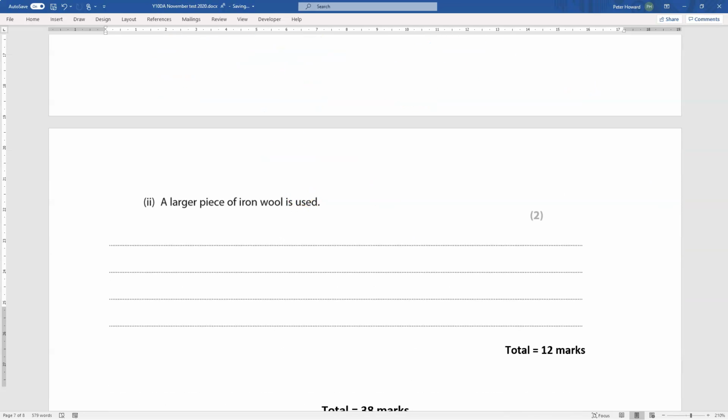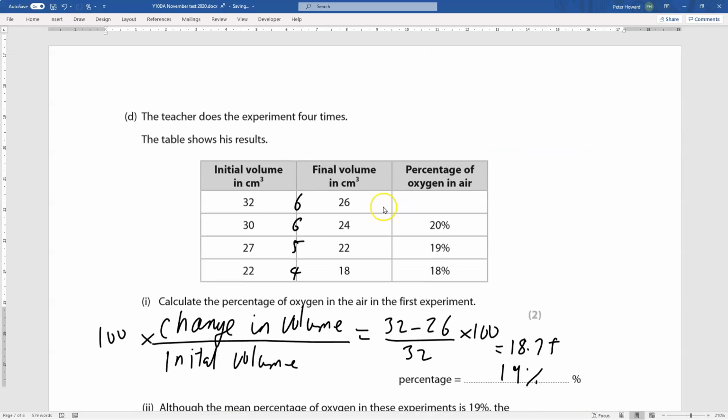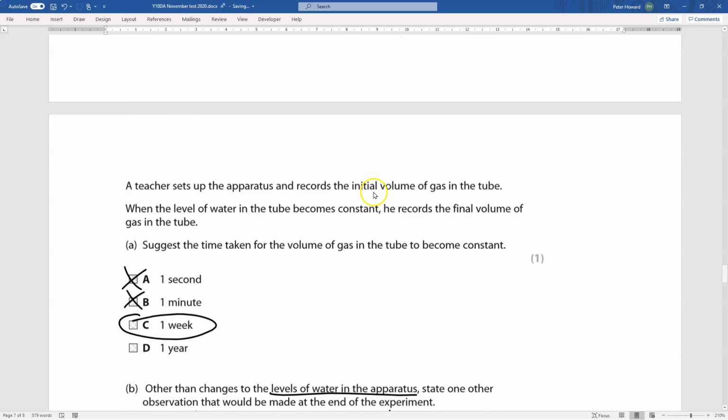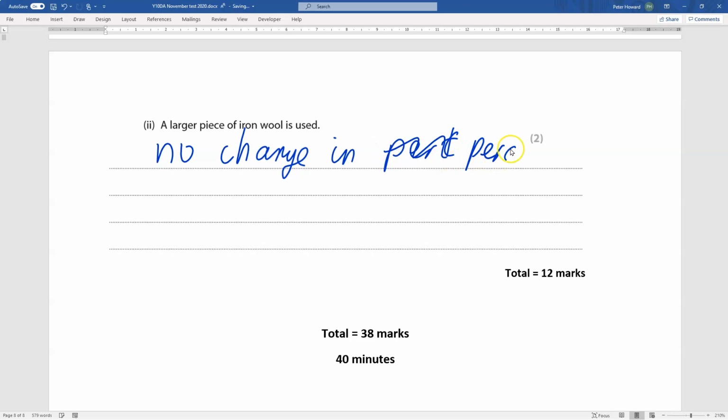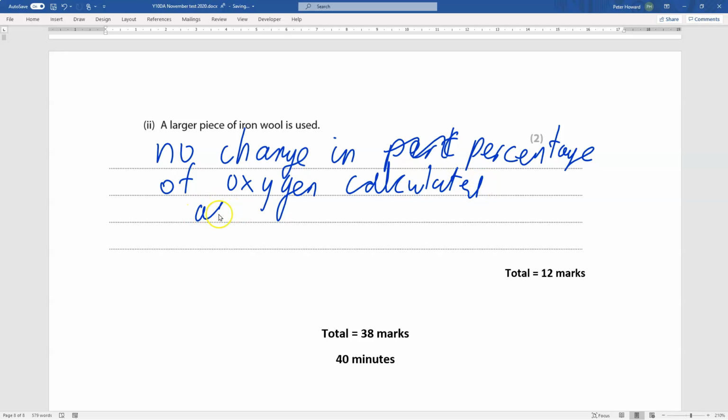Next one, a larger piece of iron wool is used. This is why I was making a point earlier about excess. So we've got an excess of iron. There's already enough iron for all the rusting to occur. So there will be no change in the percentage of oxygen calculated, as iron wool is in excess already, so adding more excess will make no difference.